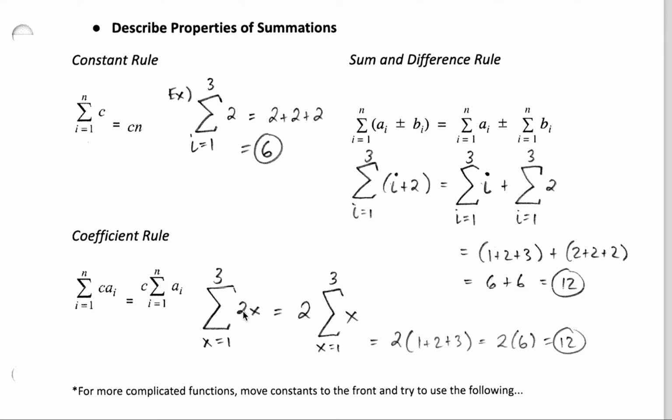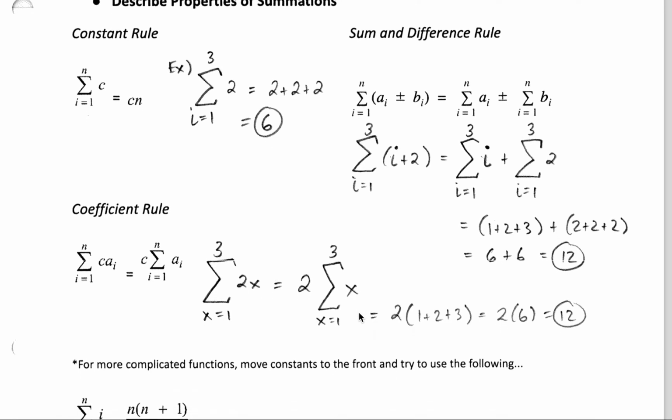If your function has a coefficient or a number in front of your variable, then we can use this coefficient rule, which just says that we can move the coefficient out to the front and treat it like a multiplier, and find the sum of the function first, and then just multiply it back with that coefficient. So if I shift my 2 out to the front and then evaluate my linear function from 1 to 3, plugging in 1, 2, and 3, the sum of 1, 2, and 3 is 6. If I double that, bringing that 2 back in to distribute, 2 times 6 is 12.